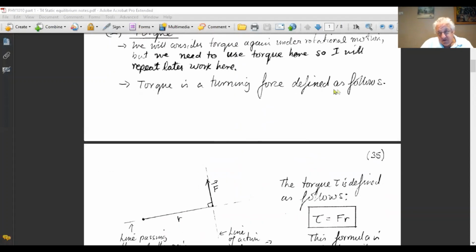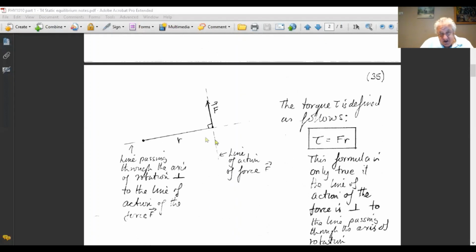Anyway, torque is a turning force defined as follows. Essentially, you apply a force, you have an axis of rotation. You always take the perpendicular distance of the force from the axis of rotation. So if I take the line passing through the axis of rotation perpendicular to the line of action of the force F, that's this line. This is the line of action of force F. The line of action is just a line that goes through the force. This is my direction of the force, so we have a perpendicular distance. So this formula applies strictly to this force multiplied by the perpendicular distance from the axis of rotation.